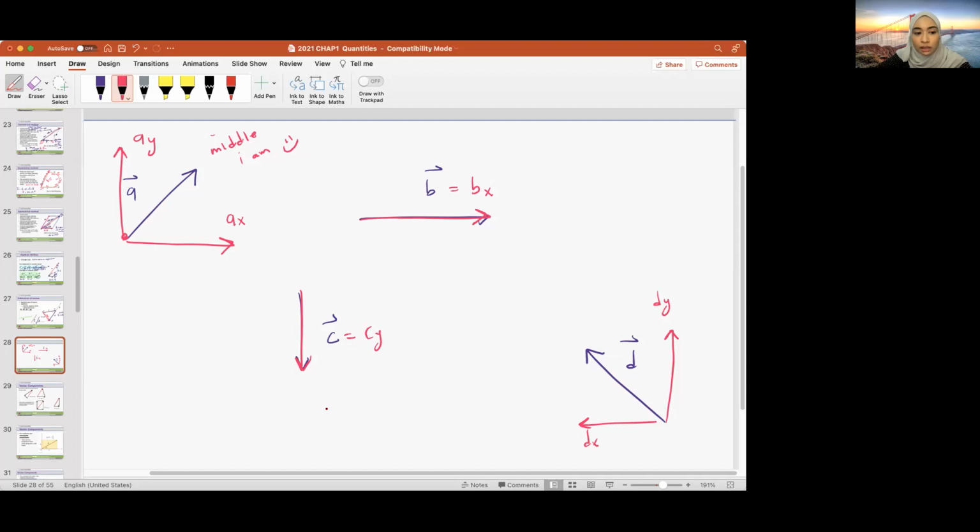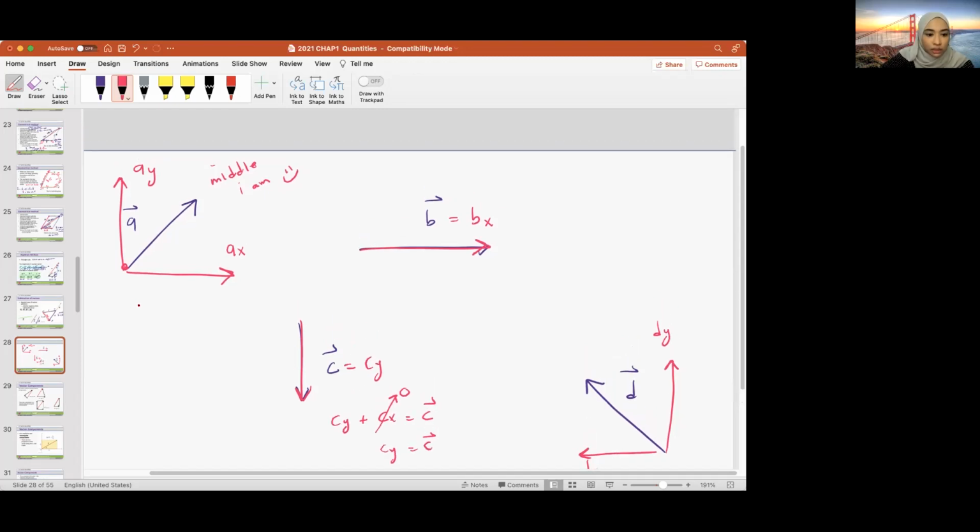If I were to write this in equation form, this guy is CY plus CX equals C vector. Boleh, I can write it like this. But since my CX is nothing, this becomes 0, so CY is equal to C vector. And if I want to write over here, AY plus AX is equal to A vector. Is AY and AX a vector or a scalar?